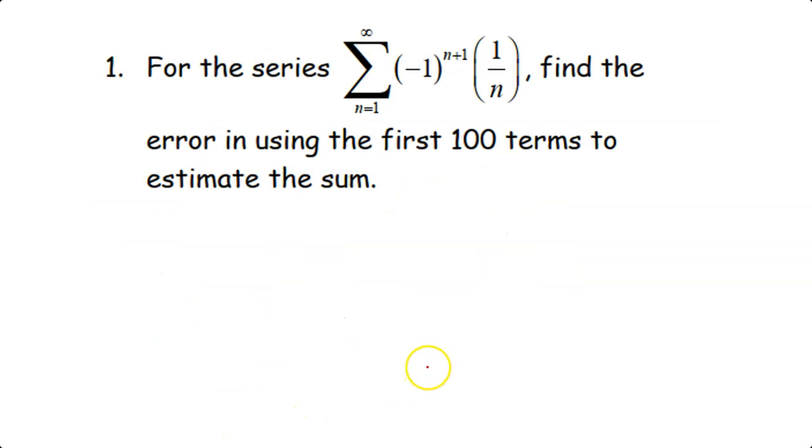Here we have an example. It says find the series error. So we're going to bound the error. We're saying our error is going to be no more than our bound. And my bound is going to be my first omitted term.